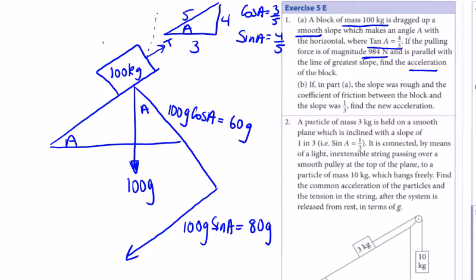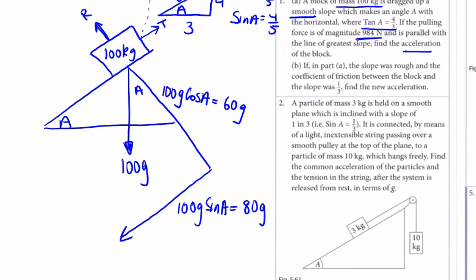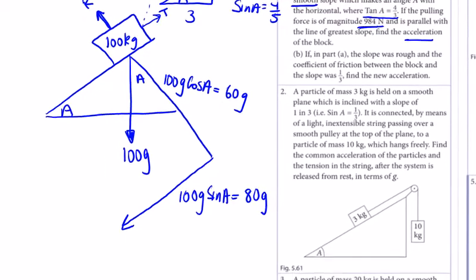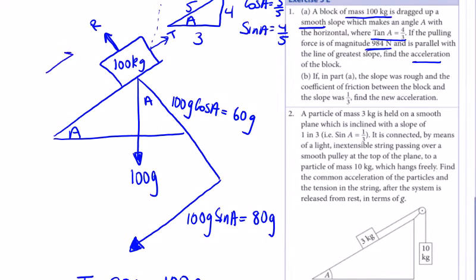So I'll write my equation out anyway. I'll put my R in as well because we do have a second part to this question. It's going up the slope, so we're going in the direction of T. So T minus, and this is the only force going down in the opposite direction, T minus 80G is equal to M, and we call the acceleration A.